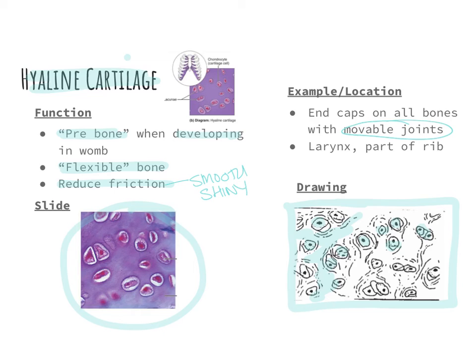If we get the opportunity to dissect a pig's foot or a cow's femur, you will see that shiny white hyaline cartilage. It is on the end caps of all bones with movable joints. It also makes up our larynx, which is where our vocal cords are. And then you can see in the picture there, it's also part of our ribs as well.